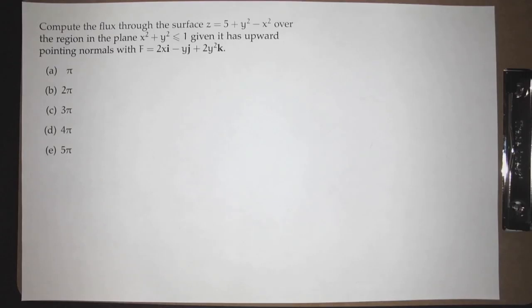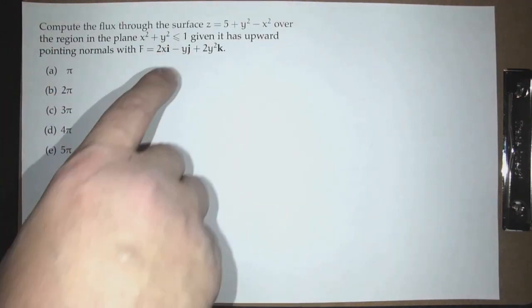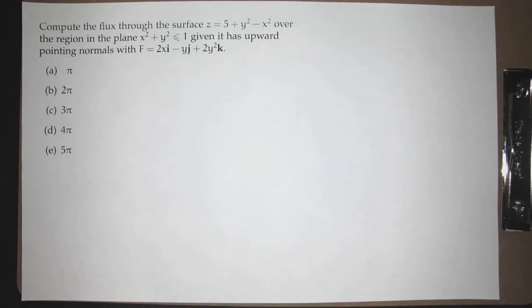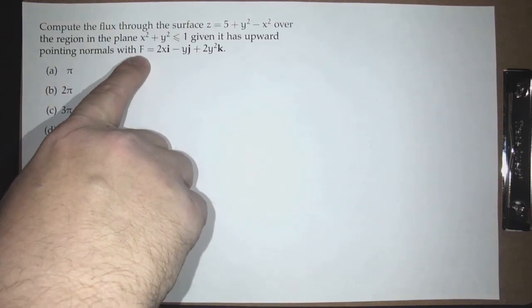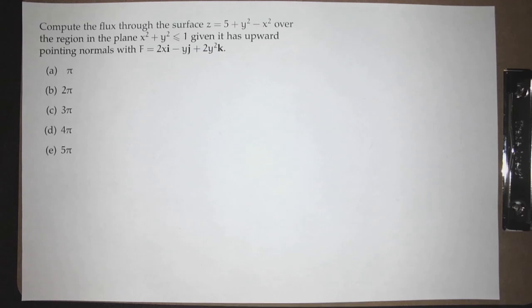Compute the flux through the surface z equals 5 plus y squared minus x squared over the region in the plane x squared plus y squared less than or equal to 1, given it has upward pointing normals, and the flow that we're capturing is this vector valued function 2x i minus y j plus 2y squared k. All right, our options are multiples of pi: pi, 2 pi, 3 pi, 4 pi, 5 pi.